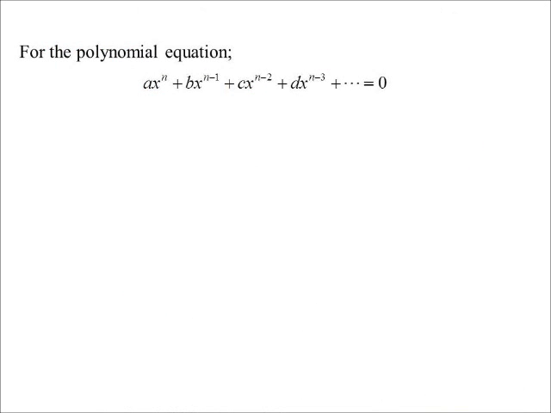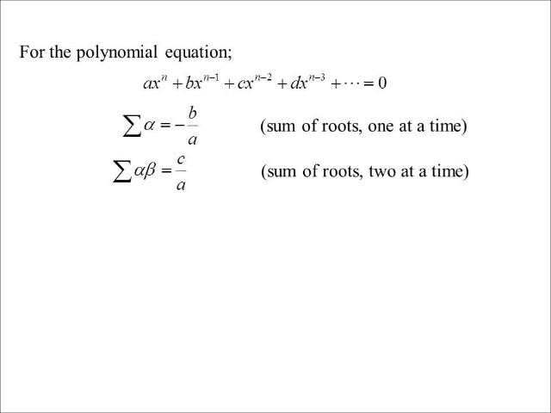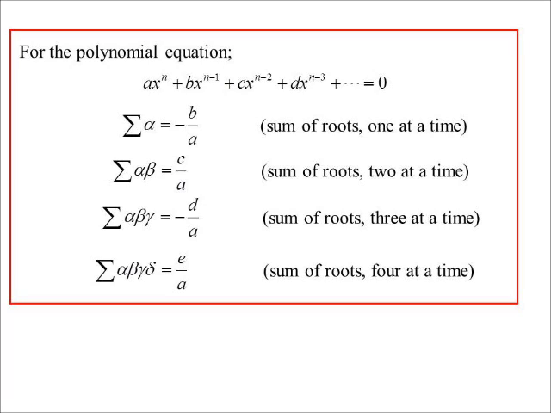To generalise, I could have any polynomial as long as I make a the leading coefficient. Those who like shorthand, Owen, you'll love this. Instead of writing alpha plus beta plus gamma plus delta plus however many roots, we can just write sigma alpha, because capital sigma, of course, is the arithmetic sum. And that's minus b on a. So that will always be. Notice, sum of the roots, 1 at a time. Sigma alpha beta will always be c on a, so sum of all the roots, 2 at a time. 3 at a time, minus d on a. 4 at a time, e on a.